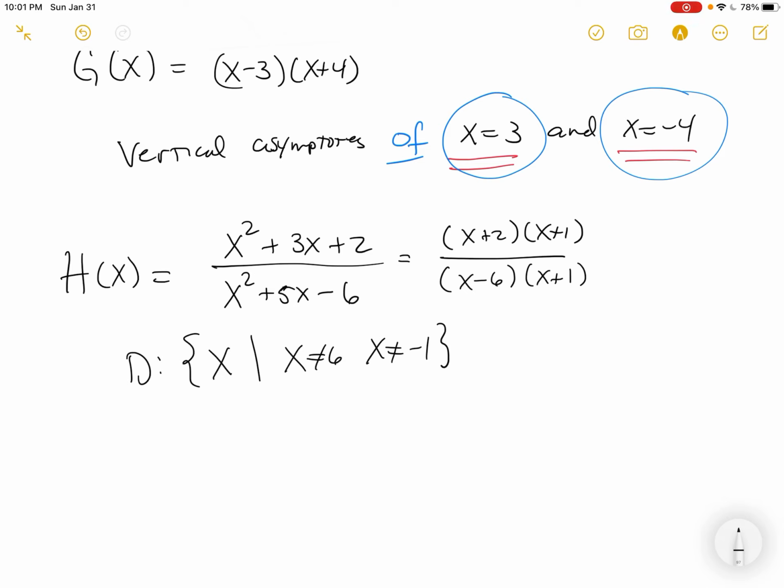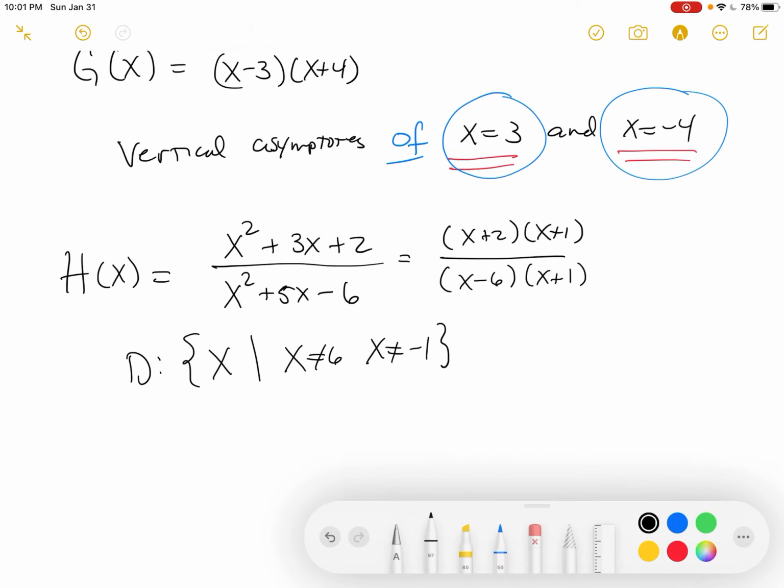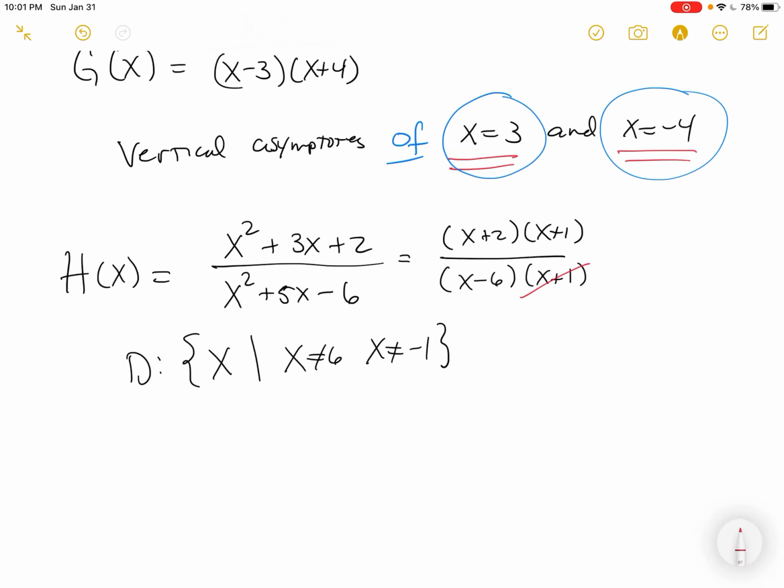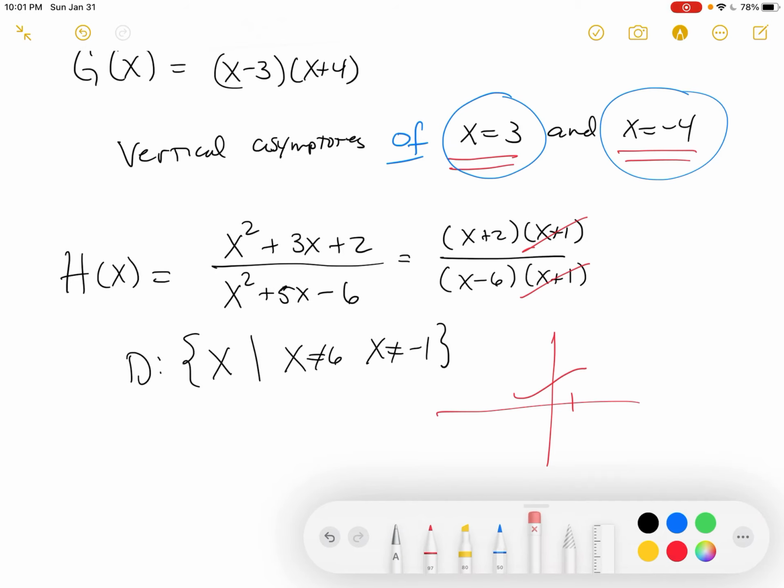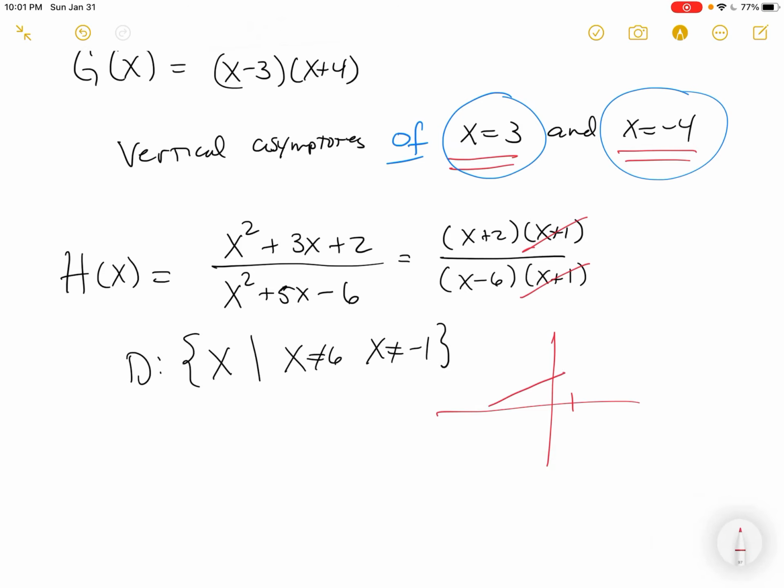Take a look at this thing. Take a look at the top and bottom. This thing does not have two vertical asymptotes. It has just one. I'm going to come in here using a red pen. These x plus 1's cancel out. What that does in my graph is it puts a hole in the graph at 1. So if this is 1 and the graph is going like this, there's actually a removed hole there. So there's a hole there, and we need to respect that, but it's not a vertical asymptote.